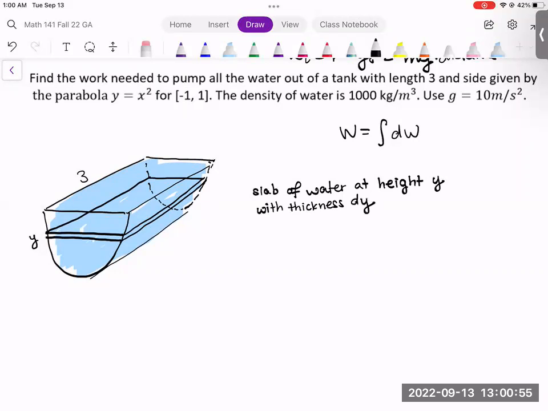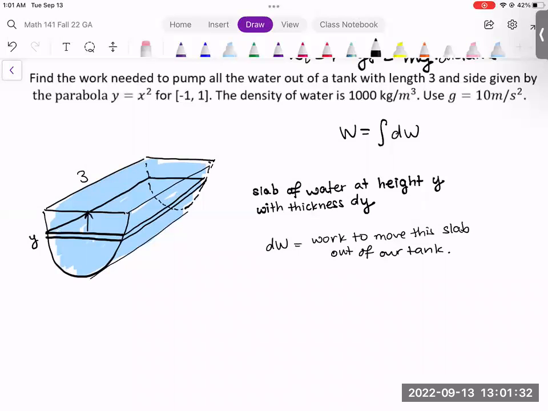Okay. And what we're going to do is figure out a formula for the work to move this slab up to the top of our trough, up and out. And so dW then is going to be the work to move this slab out of our trough, or tank, I guess.